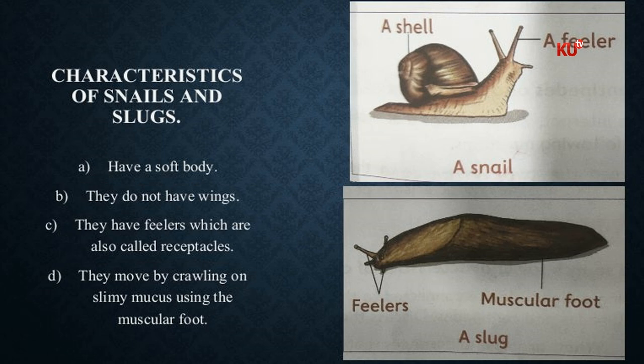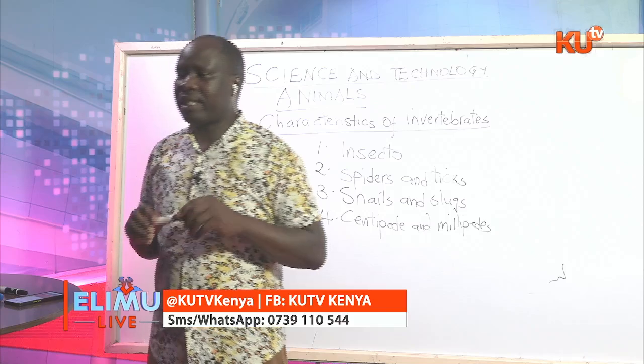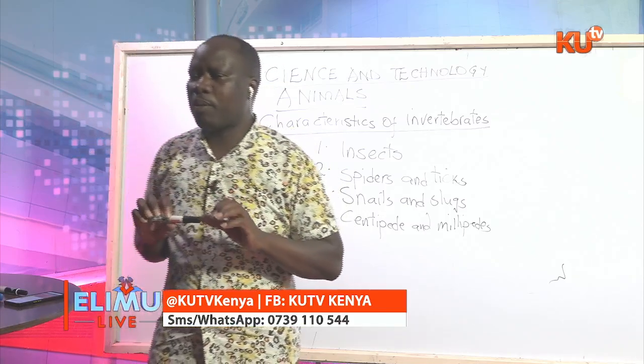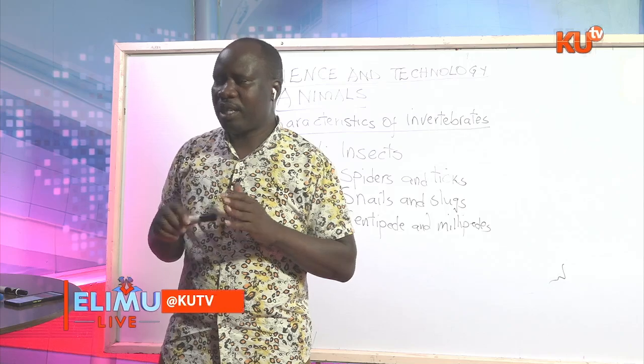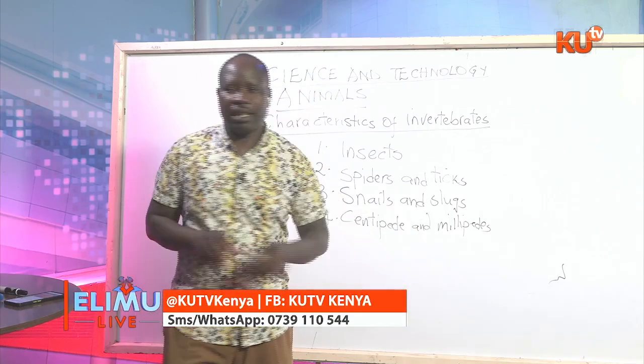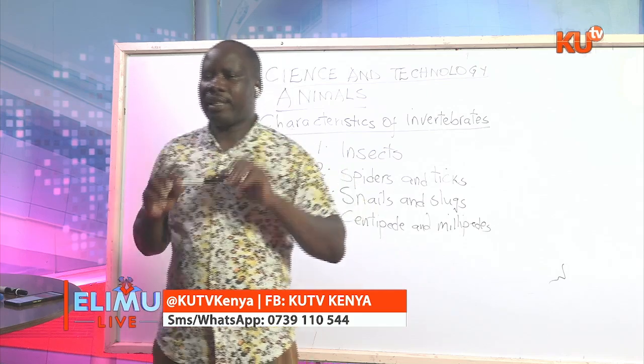And if there's not that slimy mucus that makes them slide as they move, then the snails will not be able to move. Instead, they'll get a lot of injuries. Therefore, they move by crawling on slimy mucus. Just to summarize, these are the characteristics of snails and slugs.